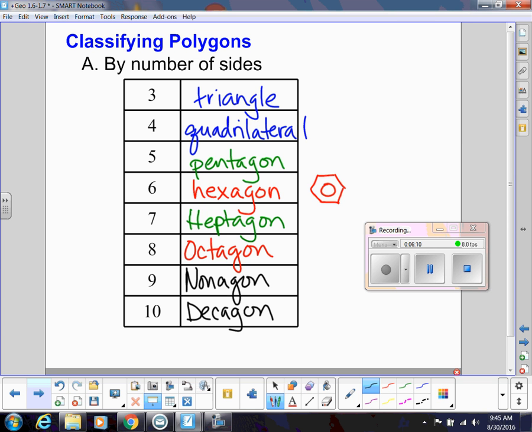Beyond that, all we do is just start listing them by their sides. So if it was an 11-sided figure, we would call it an 11-gon, or if it was a 23-gon. Okay, so not as nice, it doesn't flow off the tongue, but beyond that, that's what you call them.